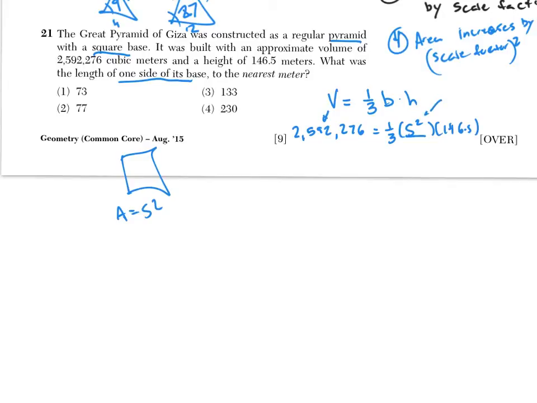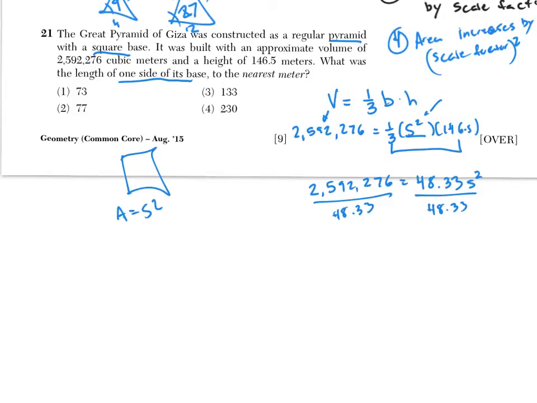So now what we're going to do is actually just do a little bit of math. So we're going to simplify this side of the equation. 1/3 times 146.5. We'll bring that down. 2,592,276 is equal to, let me put this in my calculator. Give me 1 second. I'm sorry. It's going to take me a little bit. So 146.5. 1/3 of that is 48.33, and that goes on. So it's 48.33 side squared. Well, to solve for side, we're just going to divide by 48.33.